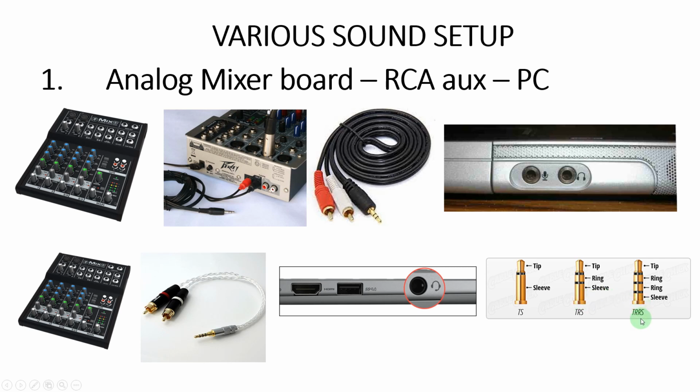So we have the TRRS, which has 3 black rings around it. It means it has stereo sound, the left channel and the right channel, and then the microphone as well. So we have right channel, left channel, and microphone. So this is what you do. If you have something like this, your cable should look like this. You should have a cable like this, and then connect it to the combo jack.